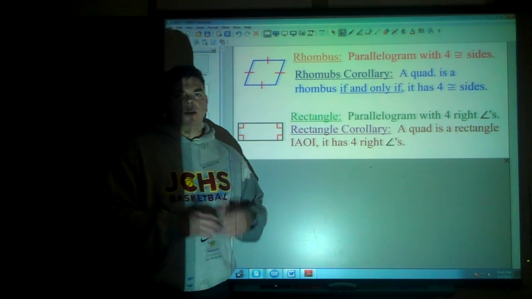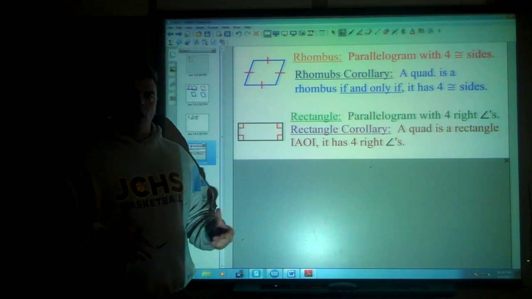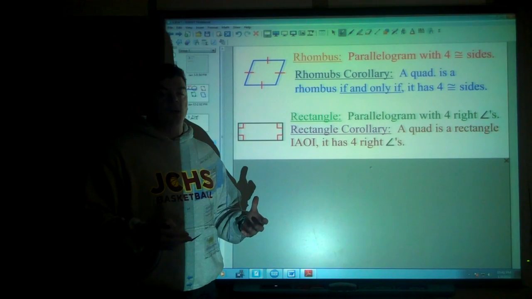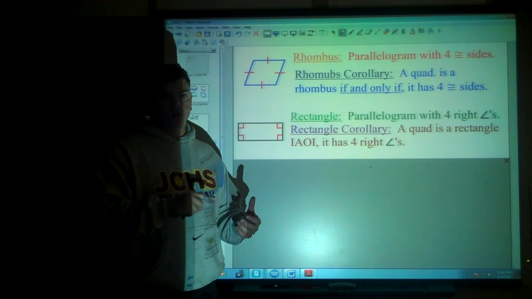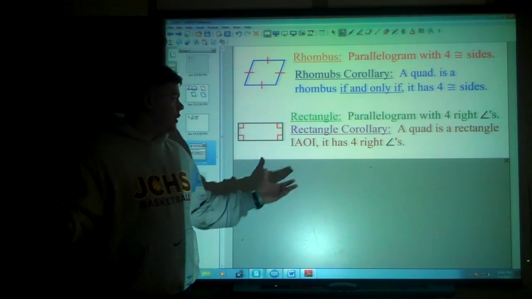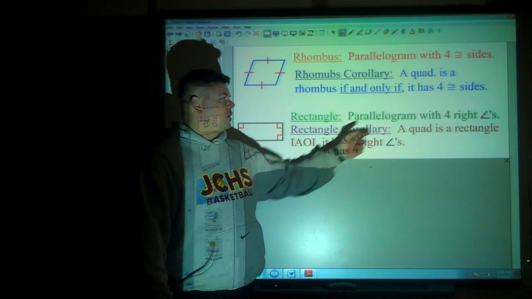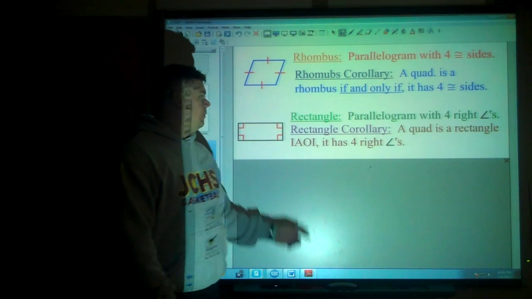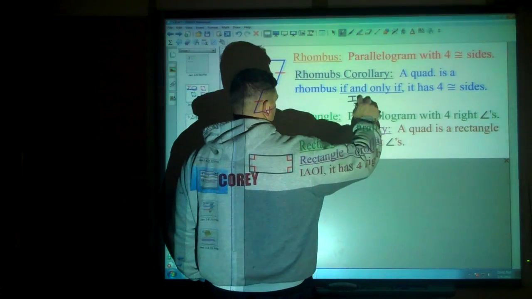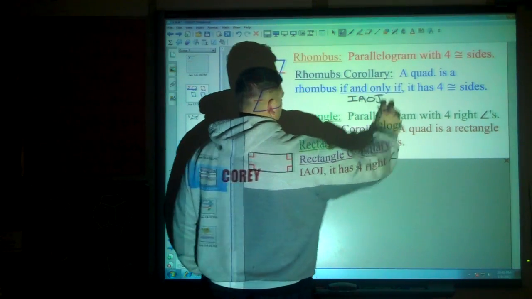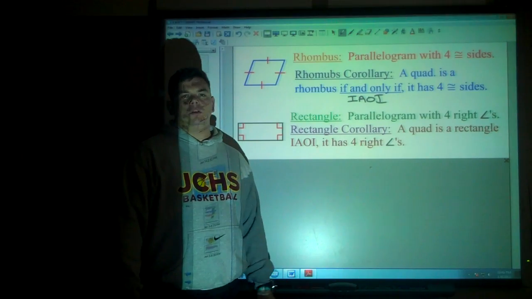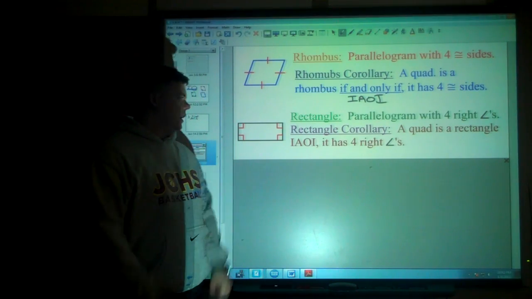The rectangle now doesn't take into consideration the lengths at all. In order to be a rectangle, you simply have to have 4 90-degree angles, which means by definition of a rectangle, a square is in fact a rectangle because it has 4 90-degree angles. So the corollary is that a quadrilateral, 4-sided shape, is a rectangle if and only if it has 4 right angles. The only thing that matters to making it a rectangle is that all 4 angles are 90 degrees.